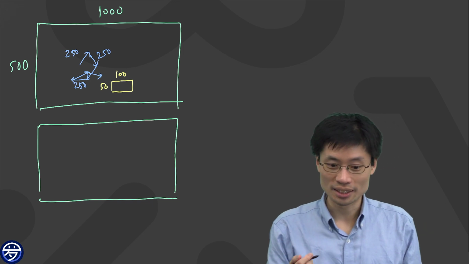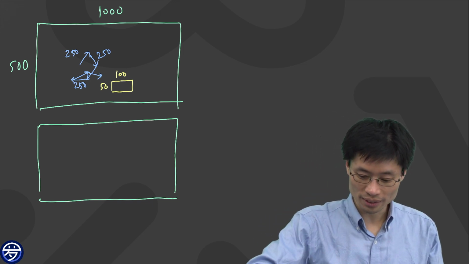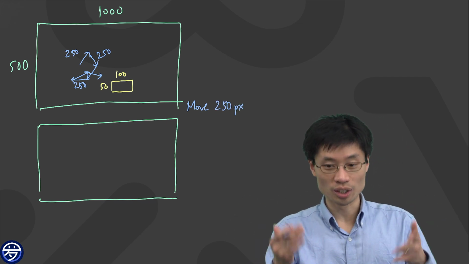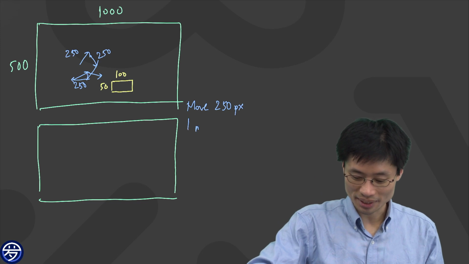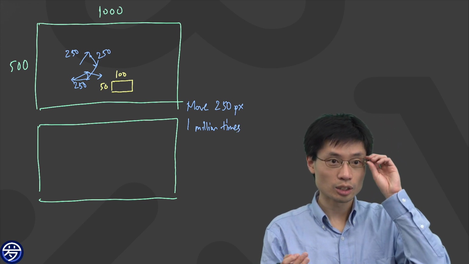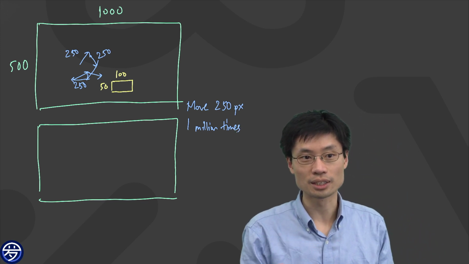So the question here is, you're moving this mouse 250 pixels, over and over and over again, 1,000,000 times. So after you've done this, some people are saying symmetry. What was the question? Thank you very much for asking.